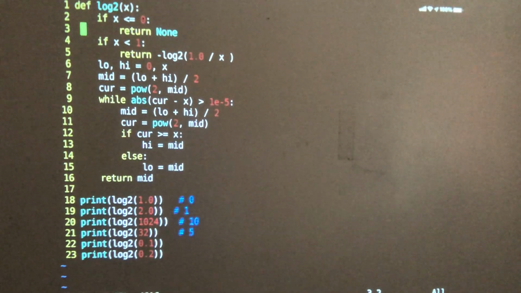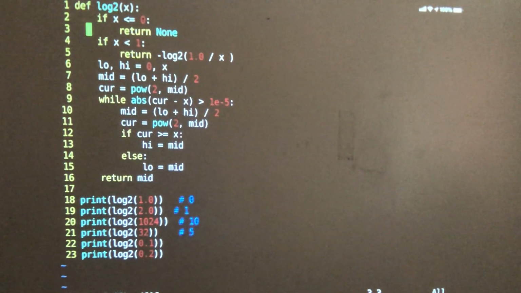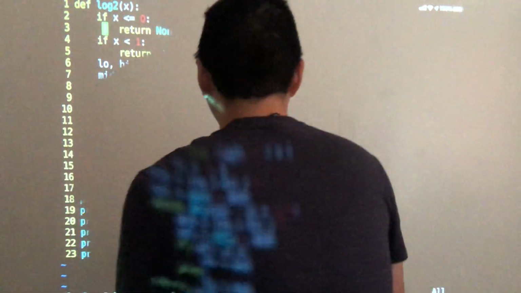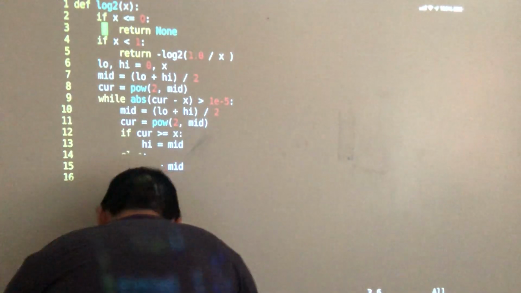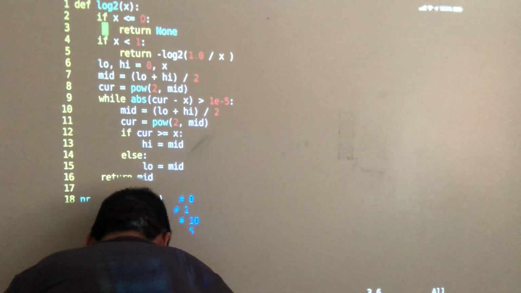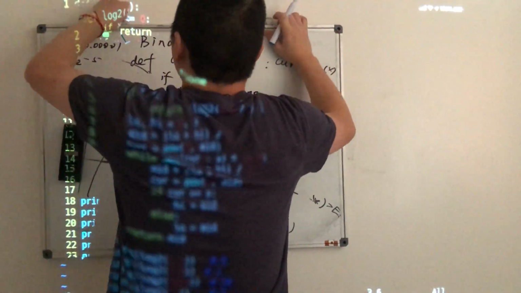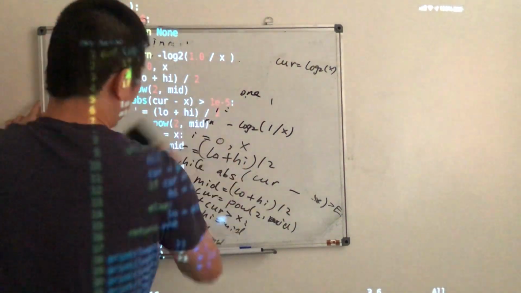Yeah. So let's review this code a little bit more, okay? So if x is smaller than 0, we can't find such a value, okay? Oh, I forgot. You just drew on the wall. Yeah, I know. Daddy just drew on the wall. Wait, don't worry.